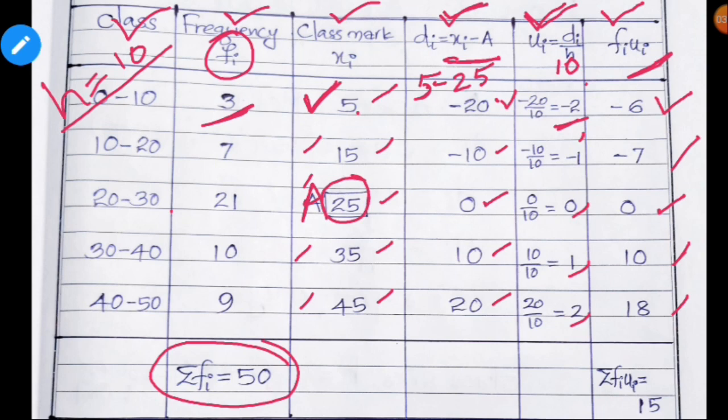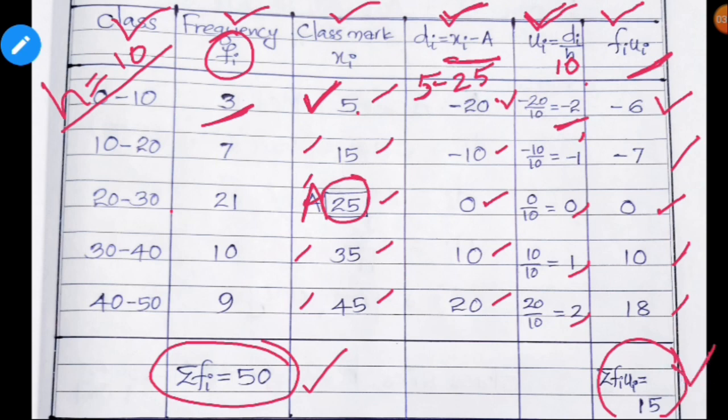Now we should find summation fiui, so all the fiui's we should add. Minus 6 plus minus 7 plus 0 plus 10 plus 18. 10 plus 18 is 28. 28 minus 6 minus 7, it is minus 13. So 28 minus 13 is 15. So summation fiui equals 15. First we found summation fi equals 50 and summation fiui equals 15.